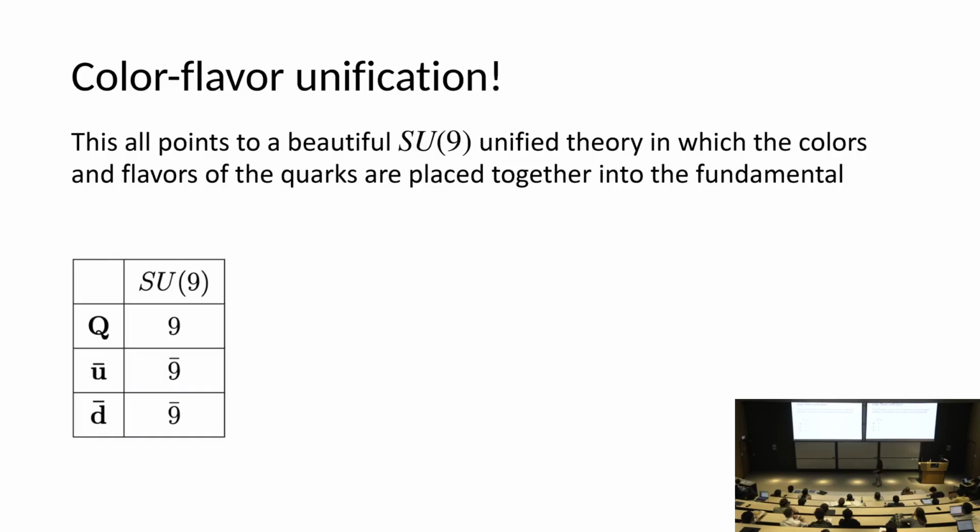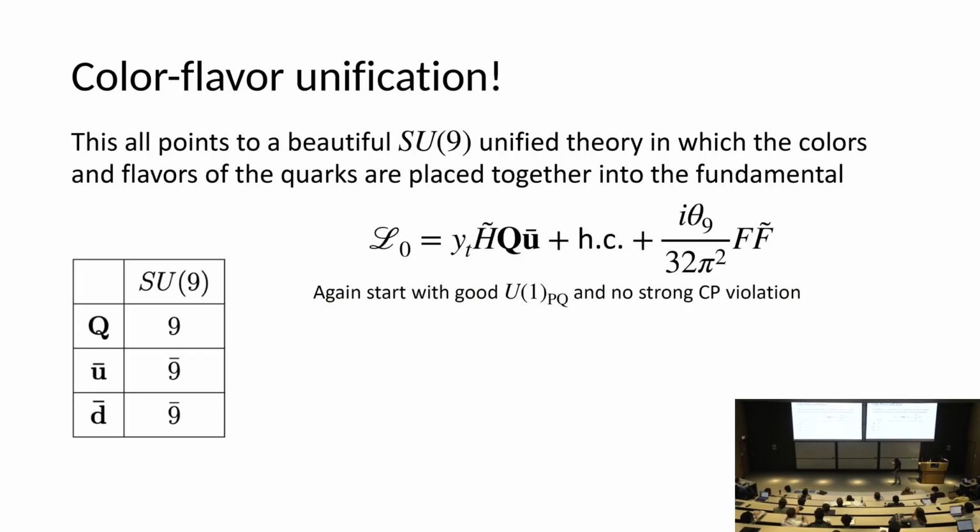This points to a beautiful theory of SU(9) color-flavor unification, which surprisingly has seen essentially no study before. What you can do is put all 3 colors and generations of each quark into the fundamental of SU(9) in this flavor unified theory, and then we can follow the same strategy as before. In the UV, I can impose a good Peccei-Quinn symmetry which acts on the down quarks, and so only write down the up-type Yukawa. I've put the top there because that's the largest. It's, again, generation symmetric. And I can write down the theta angle for this SU(9) theory, of course.